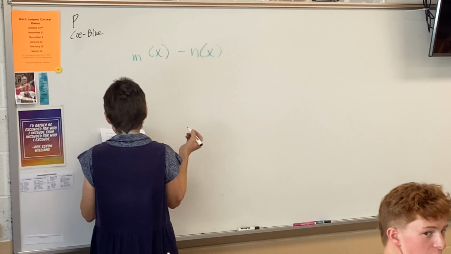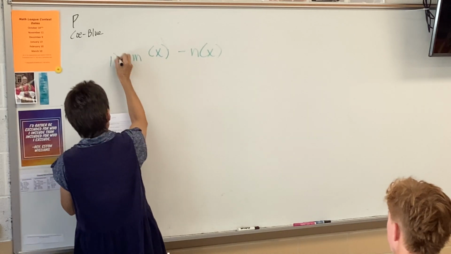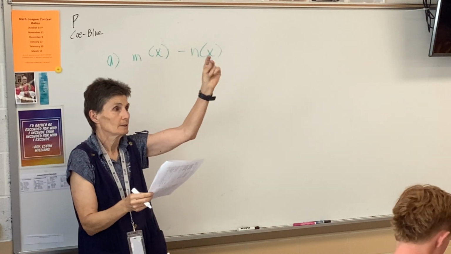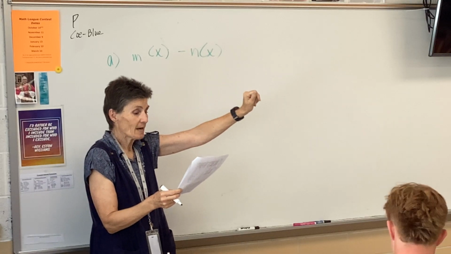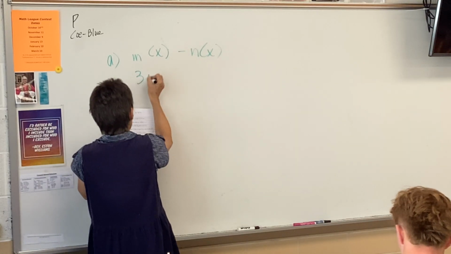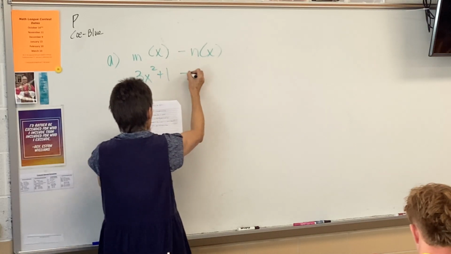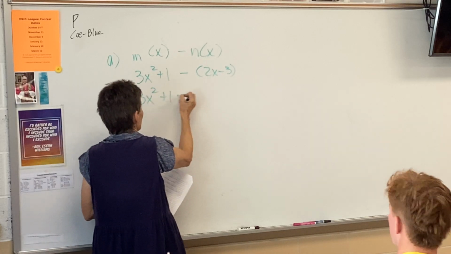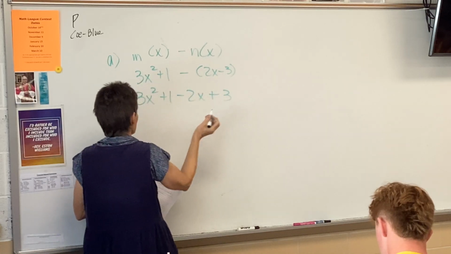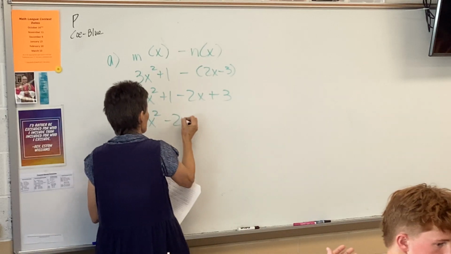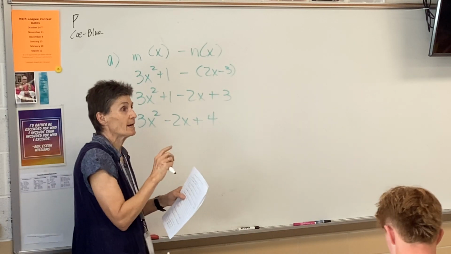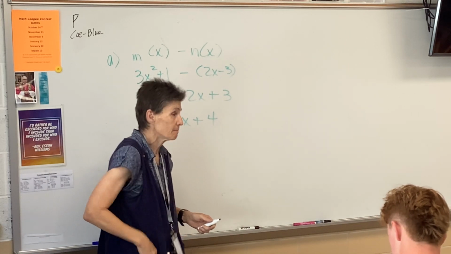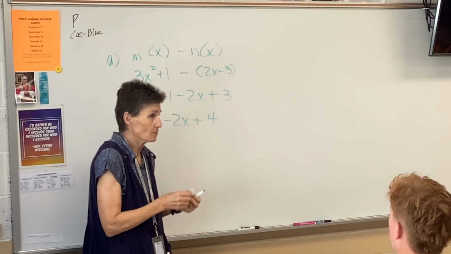All right. Number 10. Are there any good scores? Yes. One. All right, here we go. m of x minus n of x. So 3x squared plus 1 minus 2x minus 3. That's 3x squared plus 1 minus 2x plus 3. I'm just flat out subtracting. I'll collect my terms. That is my answer, and I stop right there. All right? We're not going forward. There's nothing else we need to do. We're done.